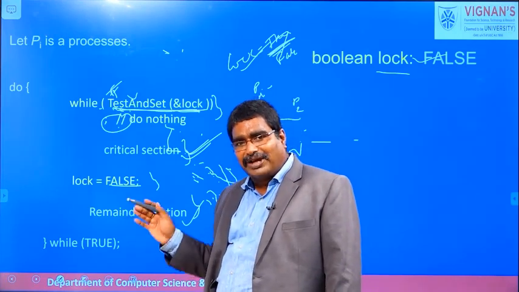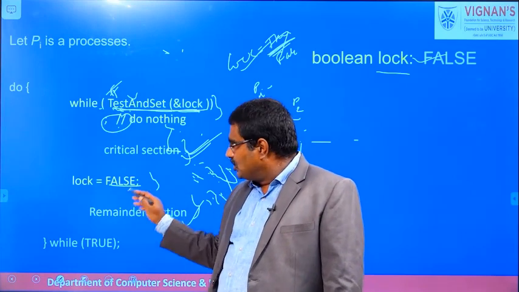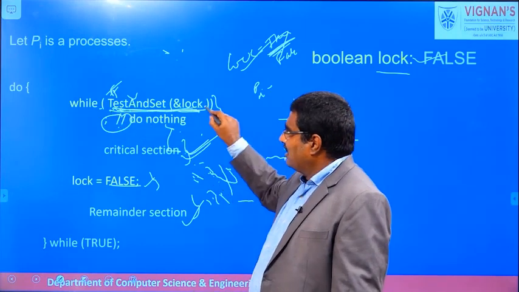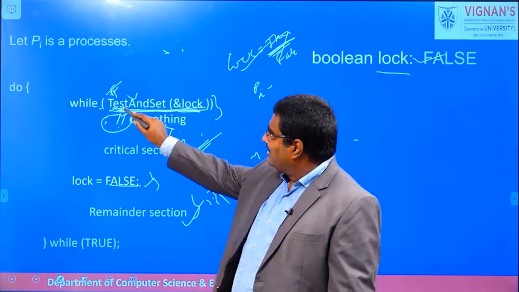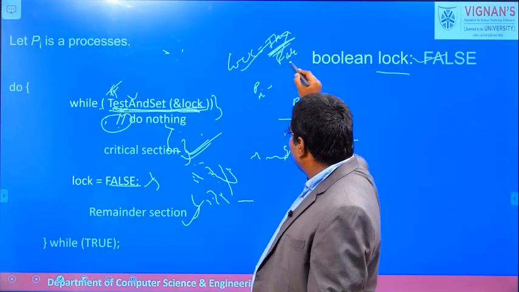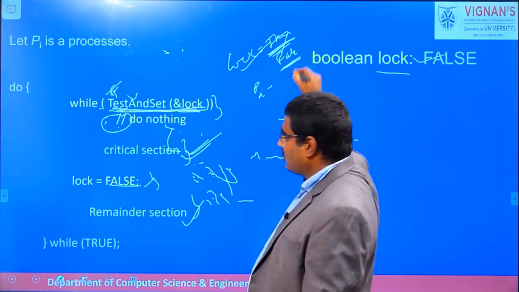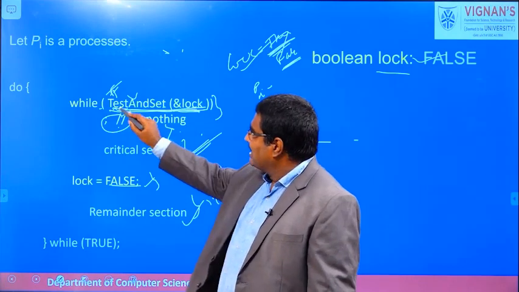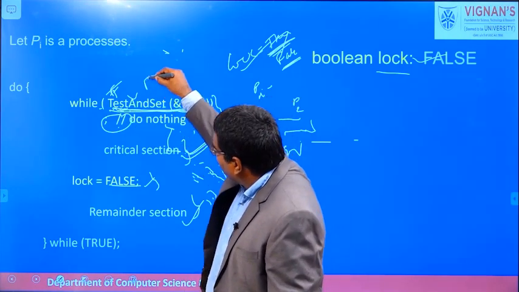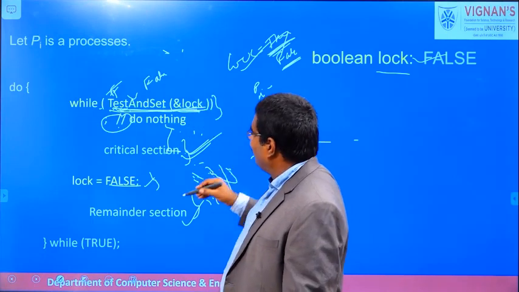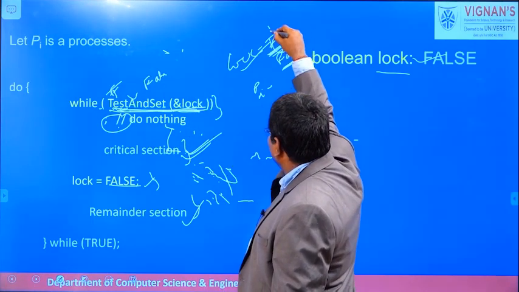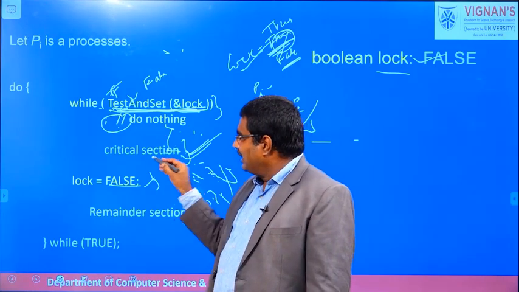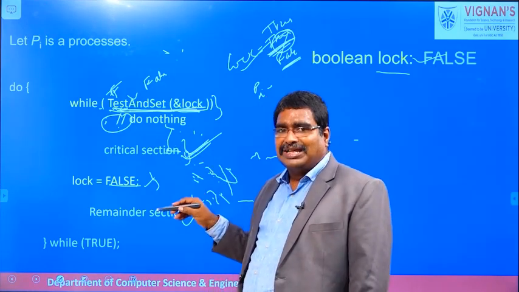Once the P1 process completed the execution of the exit section, then automatically the P2 process, which is already in the while loop only, again calls the test and set of lock. Already the lock value is false because the P1 process changed its value from true to false. For that reason the test and set function for the P2 process returns the false value and lock is assigned to true, and automatically the P2 process enters the critical section.